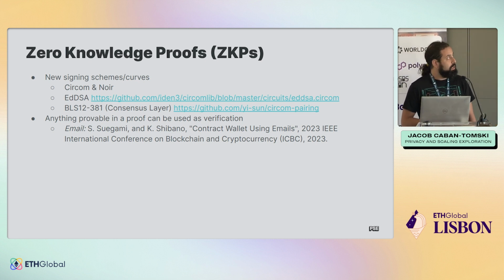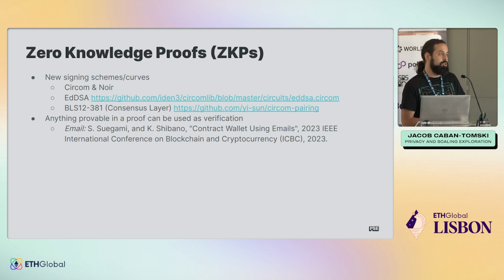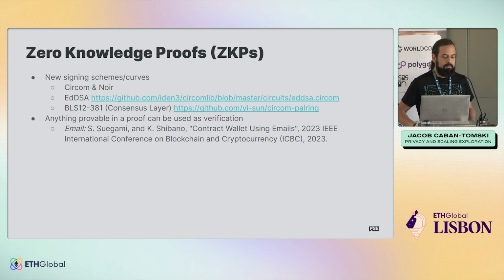So one thing that's being looked into, there's a pending paper that will be coming out soon called Contract Wallet Using Emails, is using an email as a proof, meaning that someone could have a smart contract wallet and actually send transactions just using a normal email message and generating a proof that they control that email address and that the content inside actually matches the transaction they want to do. But you could probably think of a lot of other things you could prove with a zero-knowledge proof that you could use to verify via smart contract wallet.